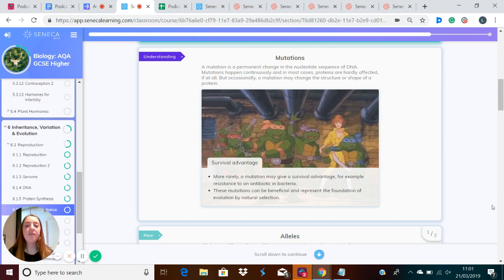Also, even if the mutation is in an area which codes for a protein, sometimes different combinations of bases can produce the same amino acid, so you still might get the same structure of a protein. But occasionally, a mutation may change the structure or the shape of the protein. As we said before, this could be detrimental if the protein doesn't work properly, or it could be beneficial or give a survival advantage like resistance to an antibiotic or to a disease.